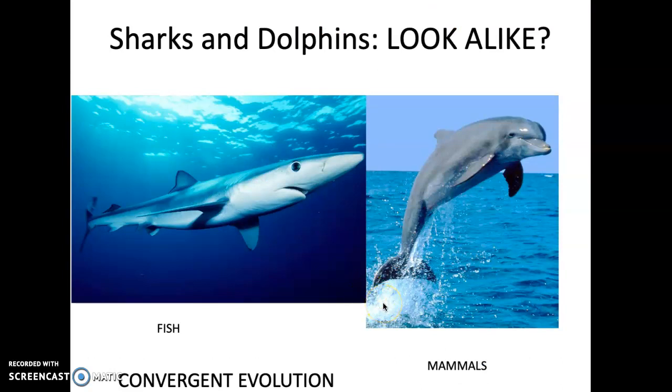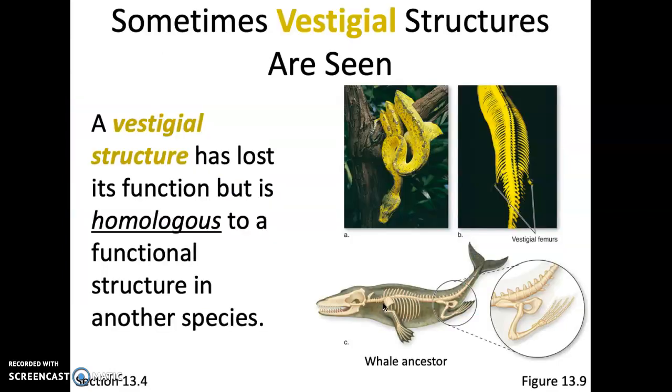There's just more pictures of them being amazingly active because of that streamlined morphology that they have. Sometimes we look at structures that seemingly don't have a function anymore in that organism, and we call those vestigial. So a vestigial structure has lost its function, but is homologous to a functional structure in another species.